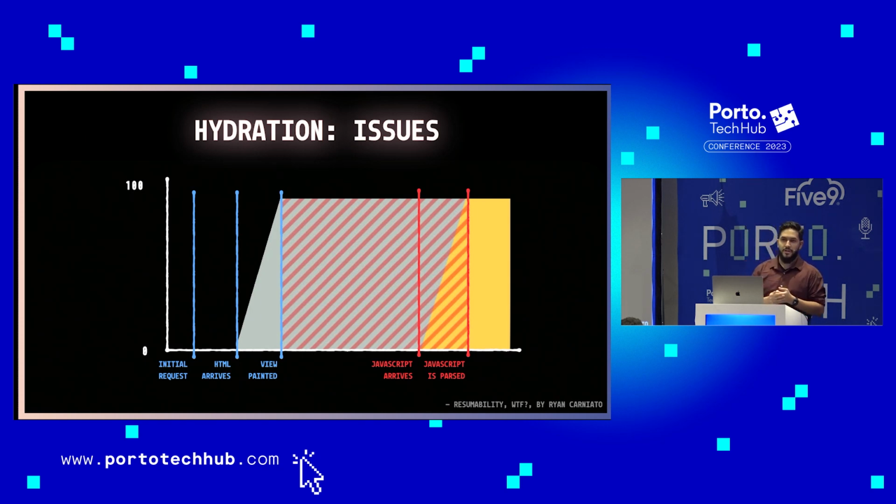And the most popular one is called the uncanny valley. It happens when you got your initial request, you got the HTML and the view is painted, but then until the JavaScript arrives and is partially executed, etc., you have all the components that can be seen, but they cannot be interacted with.